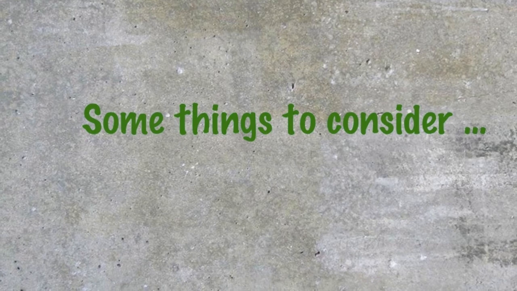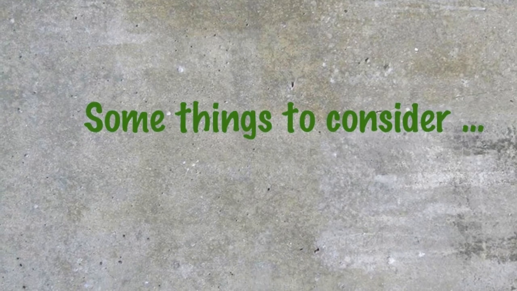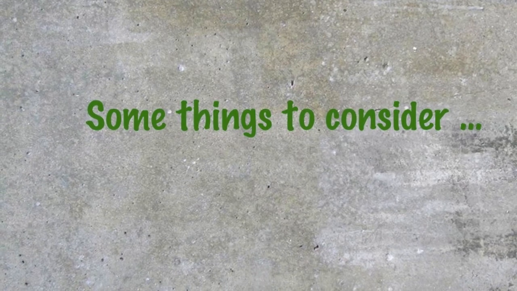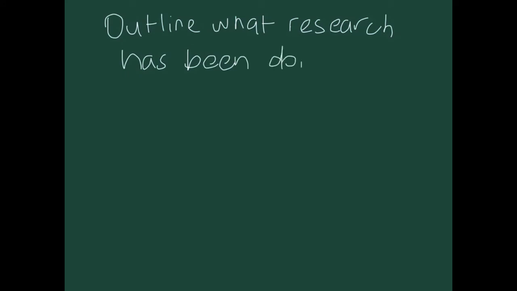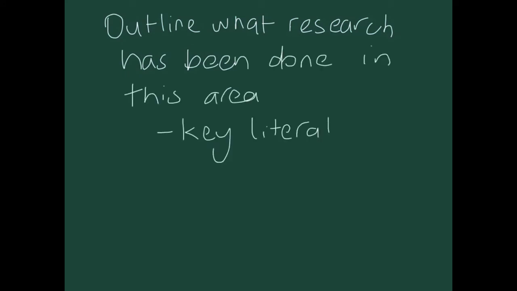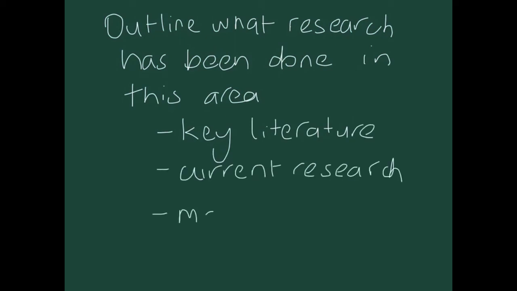So, when writing a literature review, you should consider some of the following. Firstly, your lit review should outline what research has been written in the area. You should outline the key literature in your field of study, and this includes the most current research and the major authors of the field.